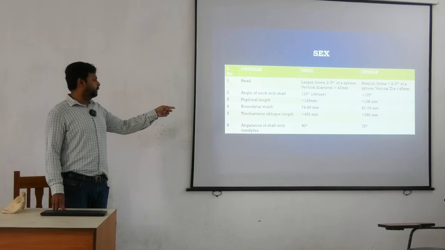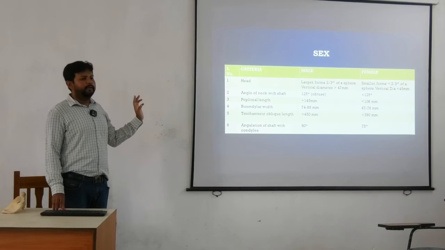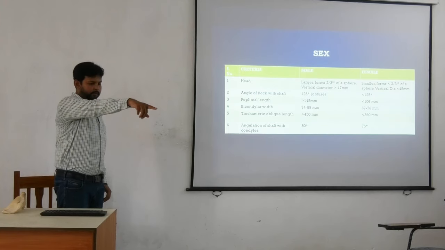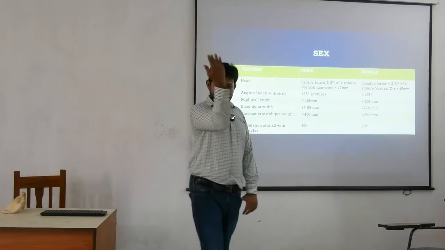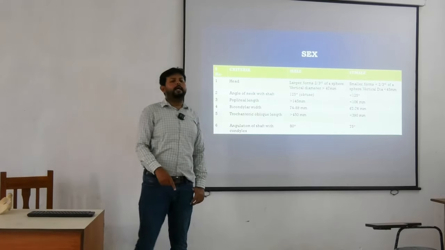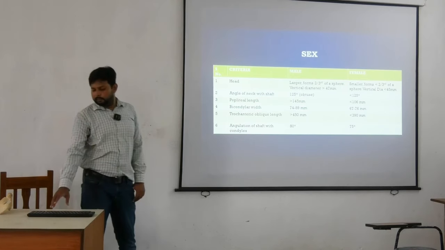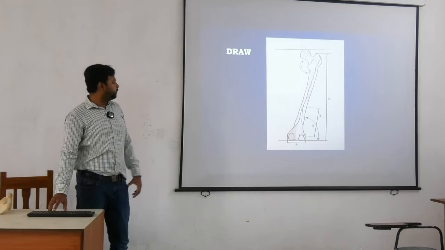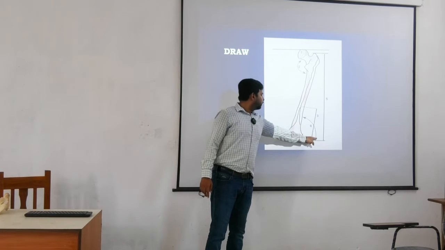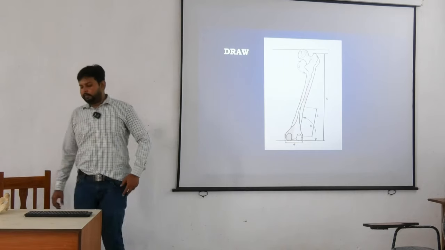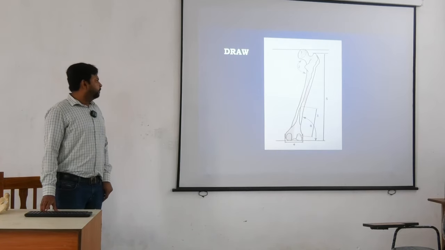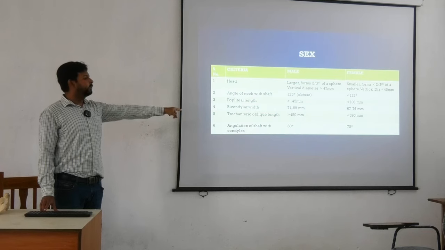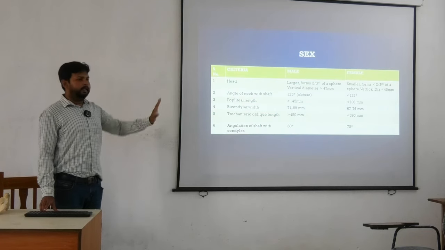Angulation of shaft with condyles: 80 degrees in males, whereas it is 75 degrees in females. So how will you do it? Place the bone on a flat surface, any book or something, straight, vertically. You can see the angle formation is there. See, there is an angle laterally. Angulation of the shaft with the condyles is 80 degrees, whereas there is 75 degrees. So it is in the lateral aspect, okay, laterally.